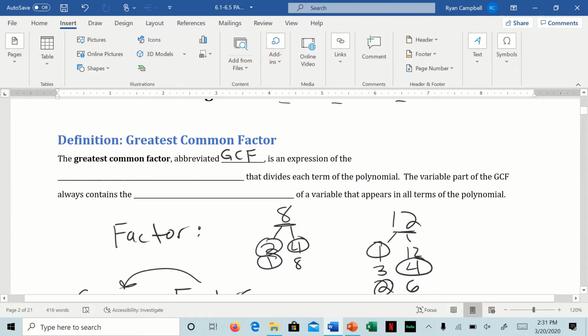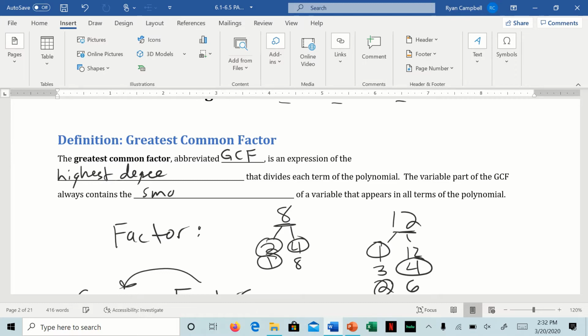So if we're trying to find the greatest common factor of a polynomial, this is an expression of the highest degree that divides each term of the polynomial. So we also have variables now, right? The variable part of the greatest common factor is always going to contain the smallest power of the variables that appears in all terms of the polynomial.